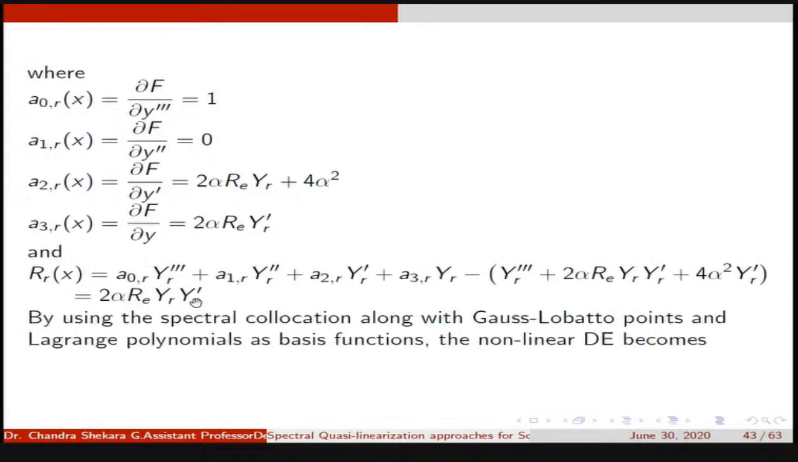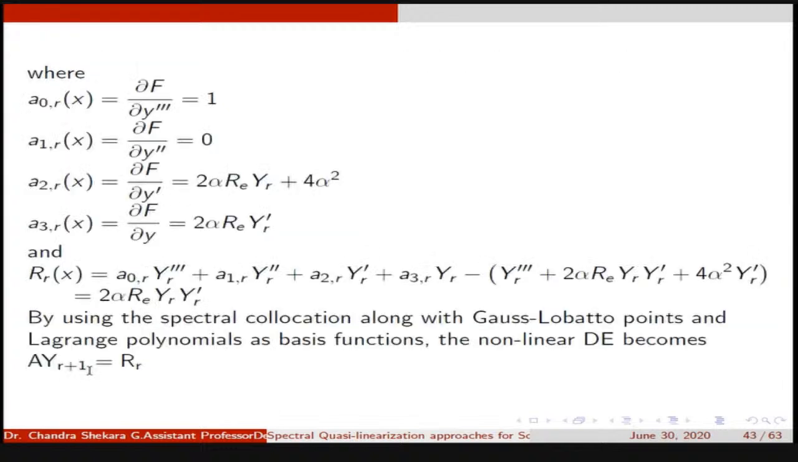Since the equation is now linearized, I'll use the spectral collocation method with Gauss-Lobatto points and Lagrange polynomials as basis functions. Then this equation becomes a system of equations with y_(r+1) as unknowns. Solving this system of equations, we'll get the required solution.